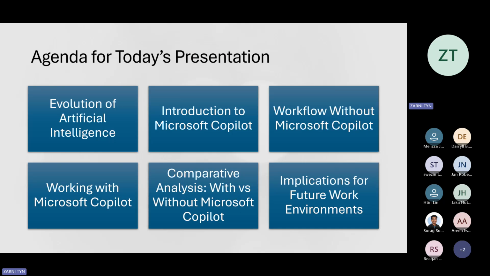Today our session agenda has six items. First is the evolution of artificial intelligence. I am using the word evolution, and you know, evolution and revolution are different. Evolution refers to step-by-step progress, and revolution is a sudden change.